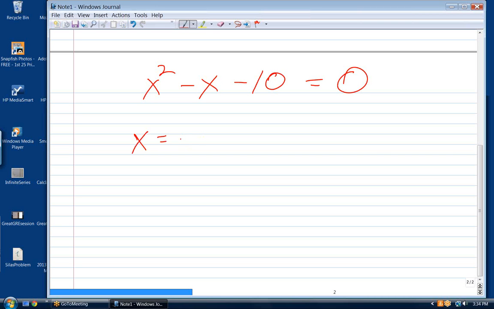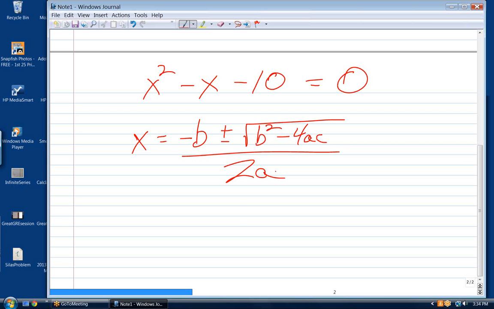Right. Well, let's write the general formula. It's always a good idea to put that up there first. x equals negative b plus or minus the square root of b squared minus 4ac all over 2a. And I think it's also a good idea to spell out what a, b, and c are, if you have any confusion about it at all. What's a? 1. What's b? -1. And what's c? -10. That's all there is to using the quadratic formula every single time. In other words, it's the easiest thing in the world to do.